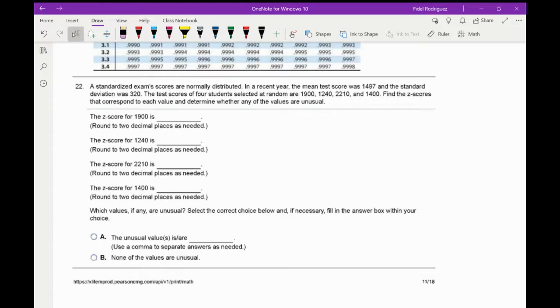So it says here, standardized exam scores are normally distributed. In a recent year, the mean test score was 1497 and the standard deviation was 320. The test scores for 4 students selected at random are, and it gives me the 4 scores there. It says find the z-scores.